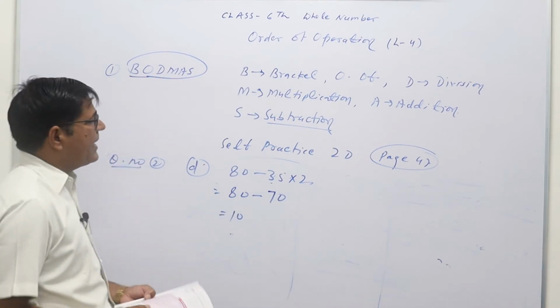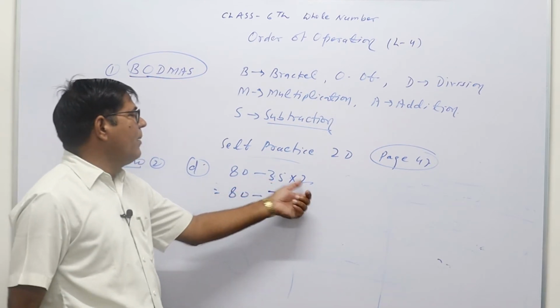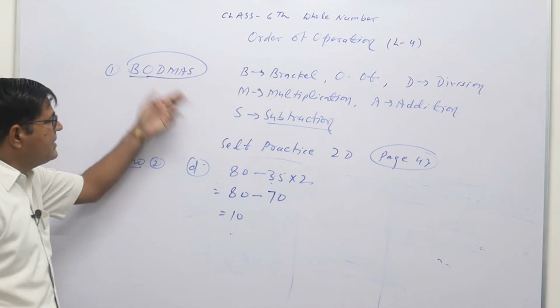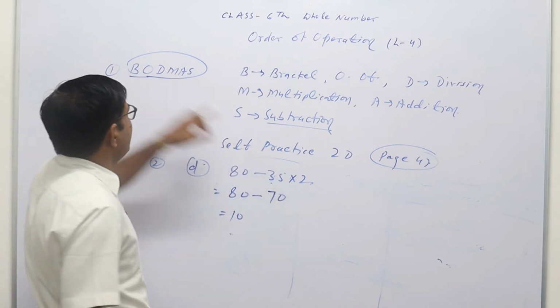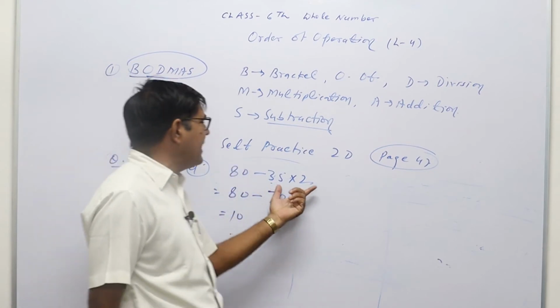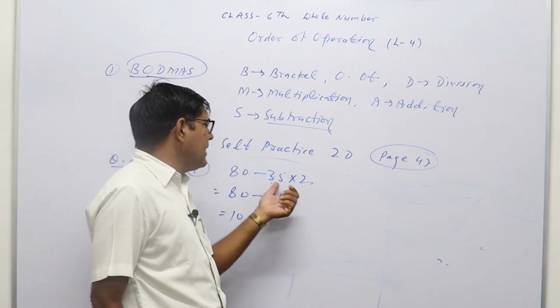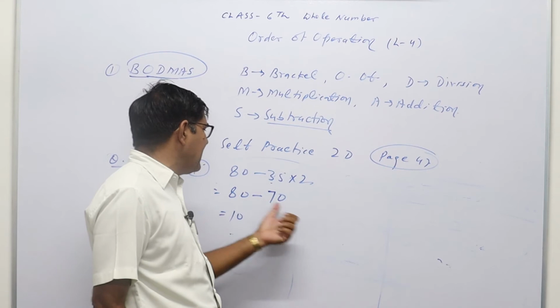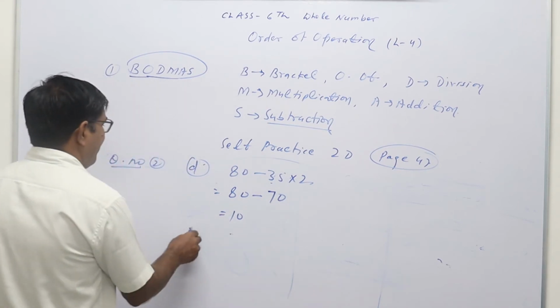So first we will multiply 35 with 2, because in the order of BODMAS, multiplication is first, then addition, then subtraction. So here first we will multiply these two numbers. So 35 into 2, 70, then 80 minus 70 will be 10.